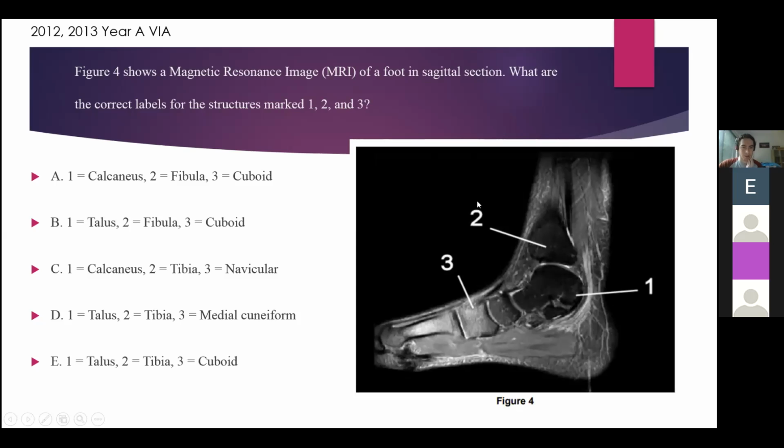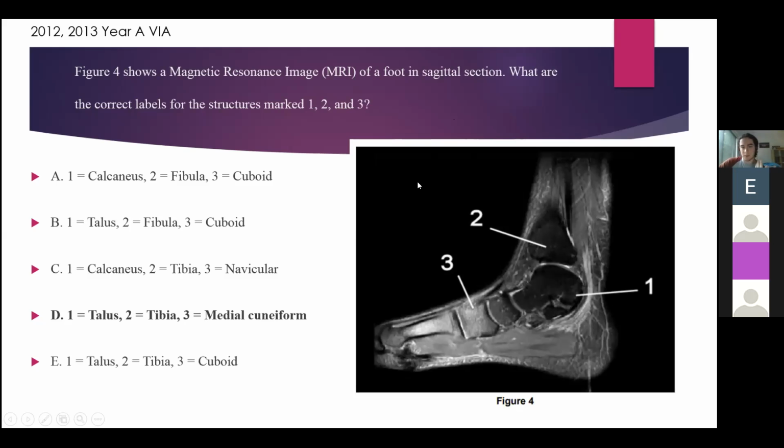Sam, do you want to have a go at this one? Okay. Is it D? It is. Yes, it is. I'm not actually sure. Yes, it is D.